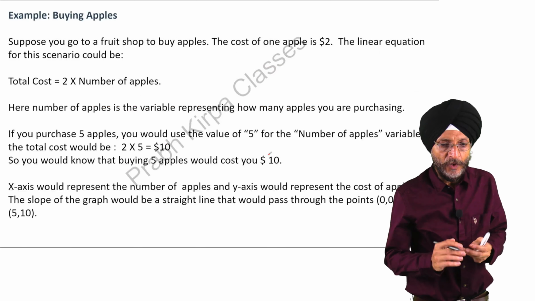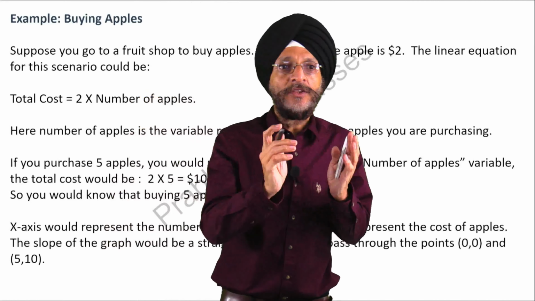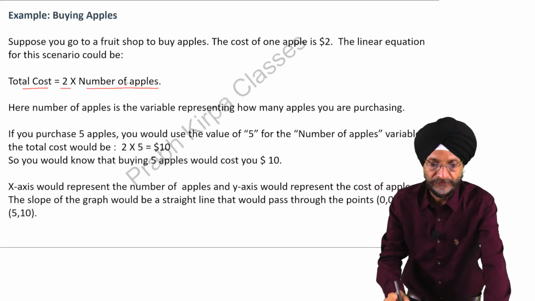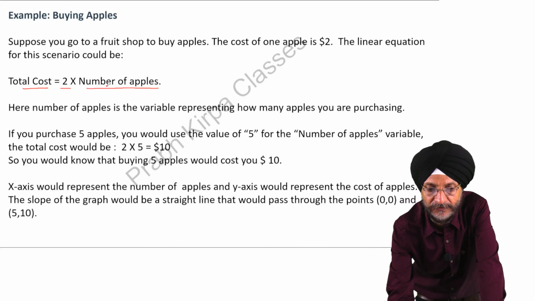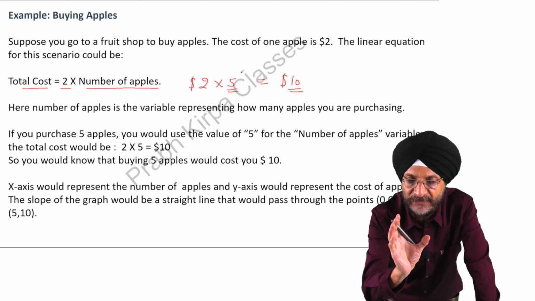We will understand the same with the help of an example. Suppose we go to the market to purchase apples. We ask the shopkeeper, what is the price of the apple? He says that the price of one apple is $2. So in this case, the linear equation will be total cost is equal to 2 multiplied by the number of apples. That is, how many apples we purchase, it will result into the total cost. Suppose you purchase 5 apples, then what will be the total cost? The total cost will be 2 into the number of apples, that is 2 into 5. 5 is the number of apples, 2 is the price of a single apple, and the total cost of purchasing 5 apples will be $10.